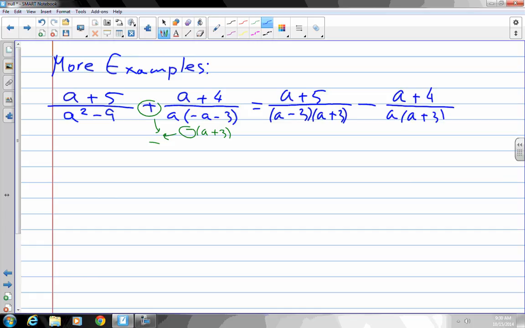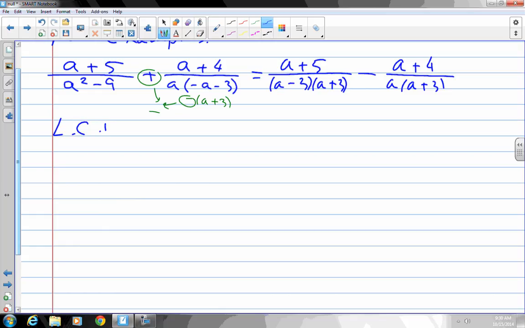So that saves us a little bit of hassle of finding the LCD. So remember, to find the least common denominator, I have to take all different factors. So what are my different factors in there? What do I need in my LCD? Yeah, but what is my LCD? What am I going to end up with in the denominator? A and a plus 3, right?